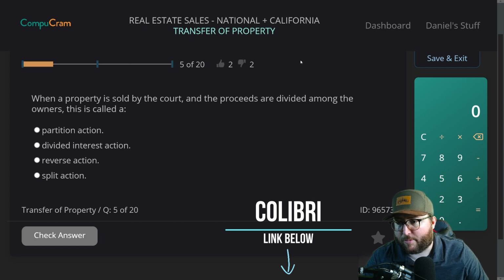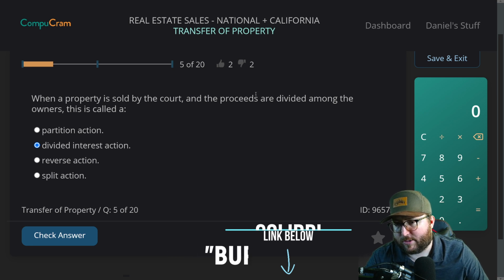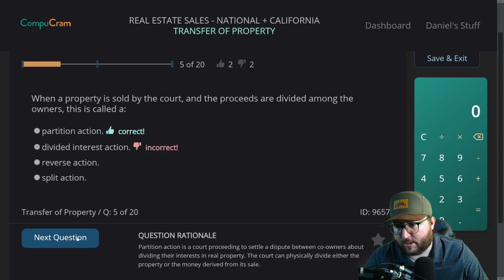Question 5: when a property is sold by the court and the proceeds are divided among the owners, this is called a partition action, divided interest action, reverse action, or split action. I want to go with divided interest action. It could be split, but split implies it's split the same way. Partition is also different partitions. I'm just gonna go with my gut immediately.